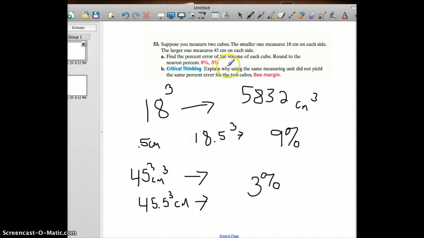So then we ask ourselves, explain why using the same measuring unit did not yield the same percent error for two cubes. If you think about it, if you have something that's only an inch and you're just estimating it to an inch, you could be off by half an inch either way. That's like 50% of the one dimension. But once you get to 100 inches or even 45, that is minor in the scope of the original dimension. So that's why the smaller the unit that you're measuring, the more precise you want your dimensions to be, so that error doesn't affect the measurement in its entirety.